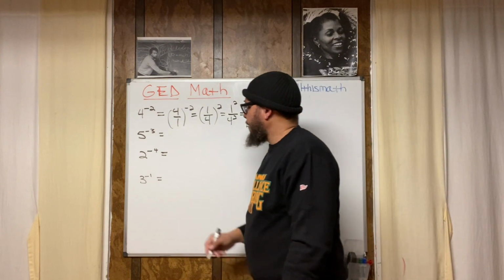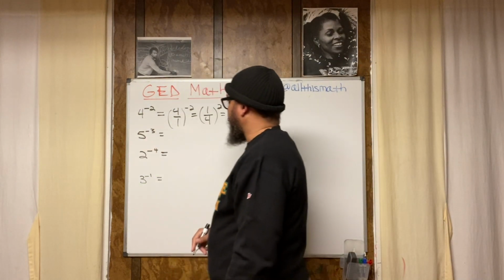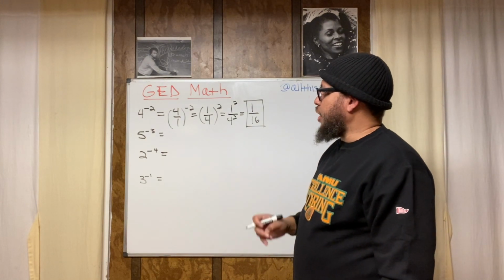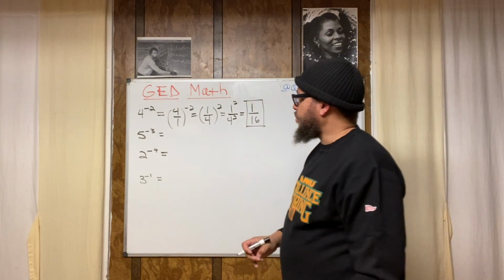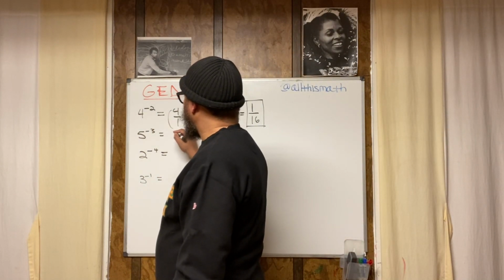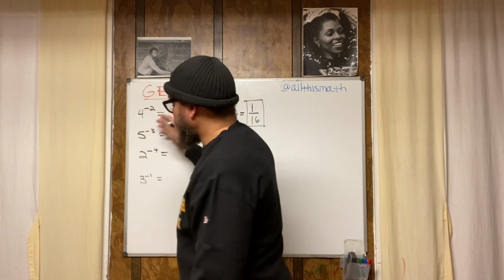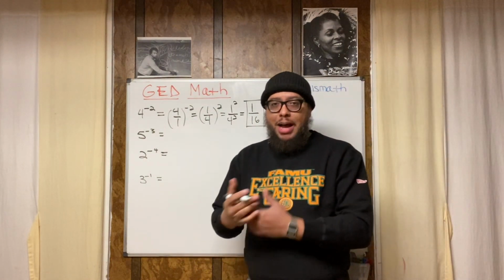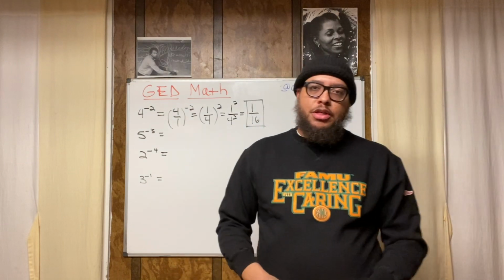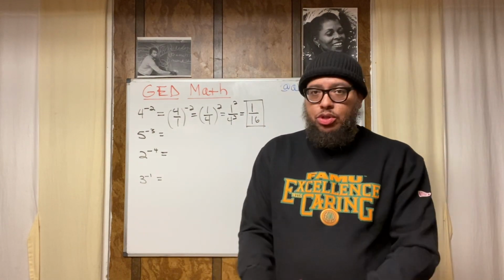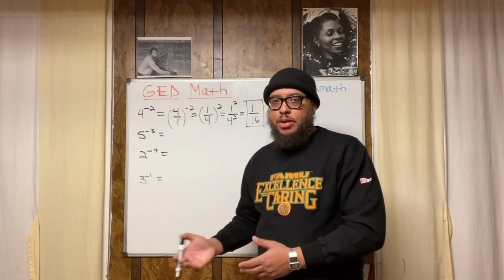So now we got 5 to the -3 power. Since we have 5 to the -3 power, we're going to do the same thing. I can't use a negative exponent. I can use a positive exponent, but I can't use a negative exponent. So the question is, how do I change that exponent to a positive? Because I'm trying to simplify the expression.